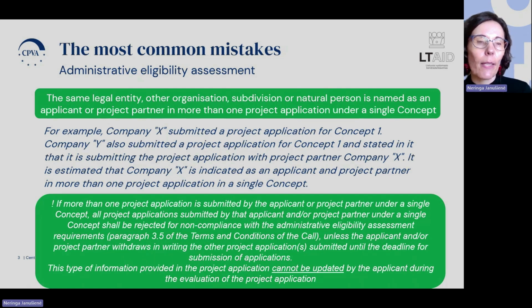And next, the most common mistake is that the same legal entity is named as applicant or project partner in more than one project application under a single concept. Here I would like to provide an example. Let's say company X submitted a project application for concept 1, and company H also submitted a project application for concept 1 and stated in it that it is submitting the project application with the project partner company X. In this case, company X is indicated as an applicant and as a project partner in more than one project application in a single concept, and in such a case, all project applications will be rejected.